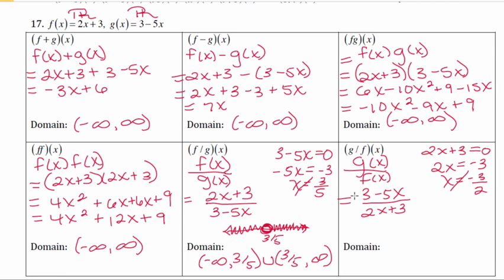So the original domains are both negative infinity to infinity, and the overlap is the whole number line. But now we're going to take out negative 3 halves. If I said positive, I meant negative. Negative 3 halves. Everything but that is included in our domain, and that goes from negative infinity up to negative 3 halves, union with the other side, which is negative 3 halves to infinity.